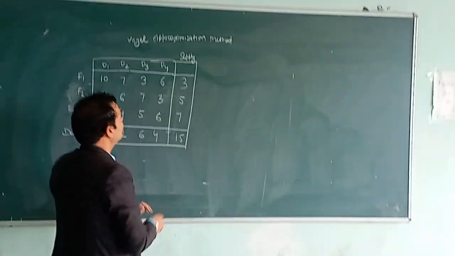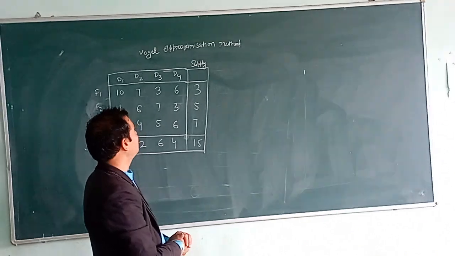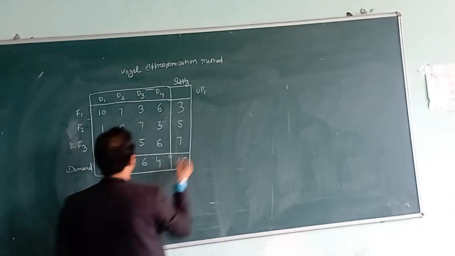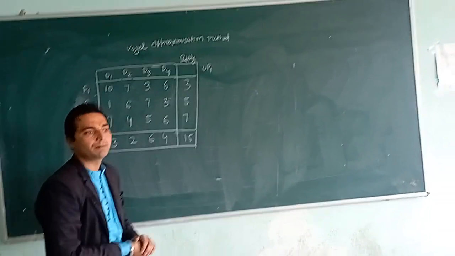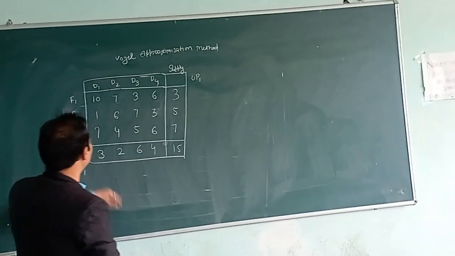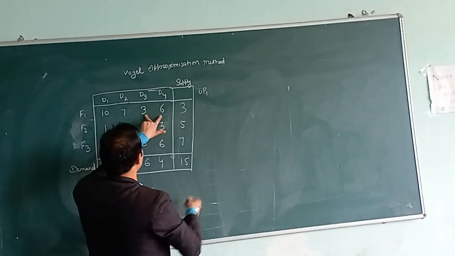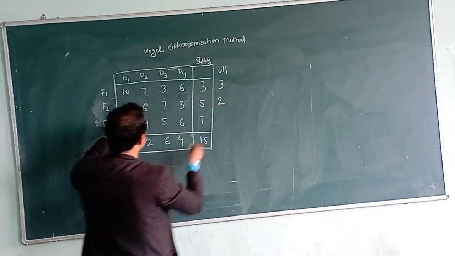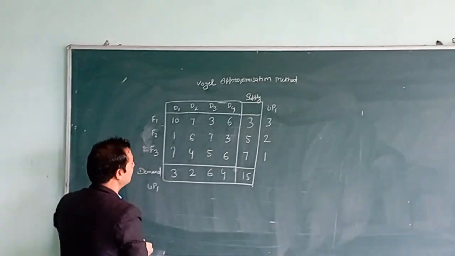Now we calculate the transportation cost by the Vogel approximation method. In this method, first of all we calculate the unit penalty for every row and every column. Unit penalty means we take the difference between the two minimum elements and put it in front of that row or column. In the first row, the two minimum elements are 3 and 6, the difference is 3. In the second row, 1 and 3, the difference is 2. In the fourth row, 4 and 5, the difference is 1.